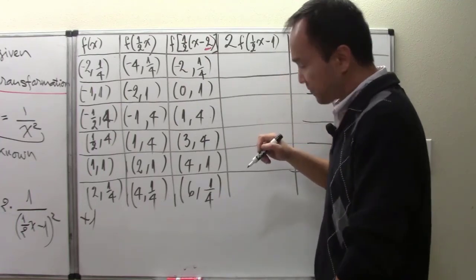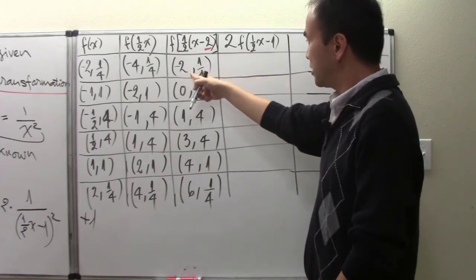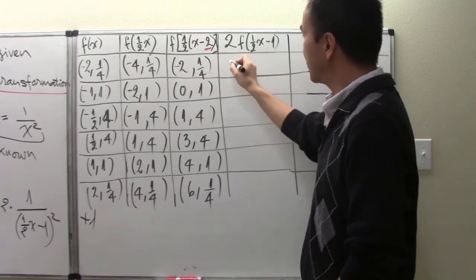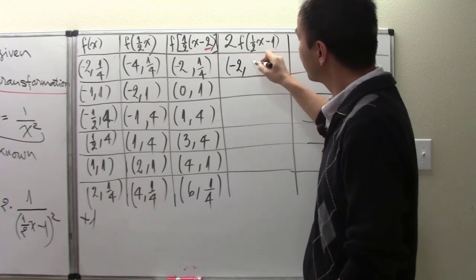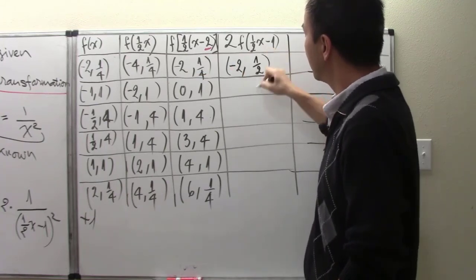So now negative 2 comma 1/4. That point there is now transformed into negative 2 comma 1/2. Okay.